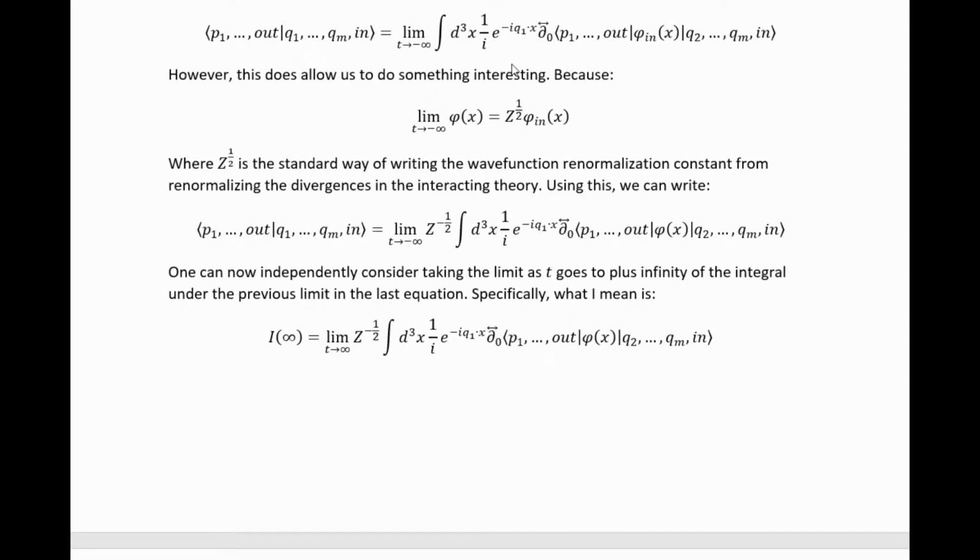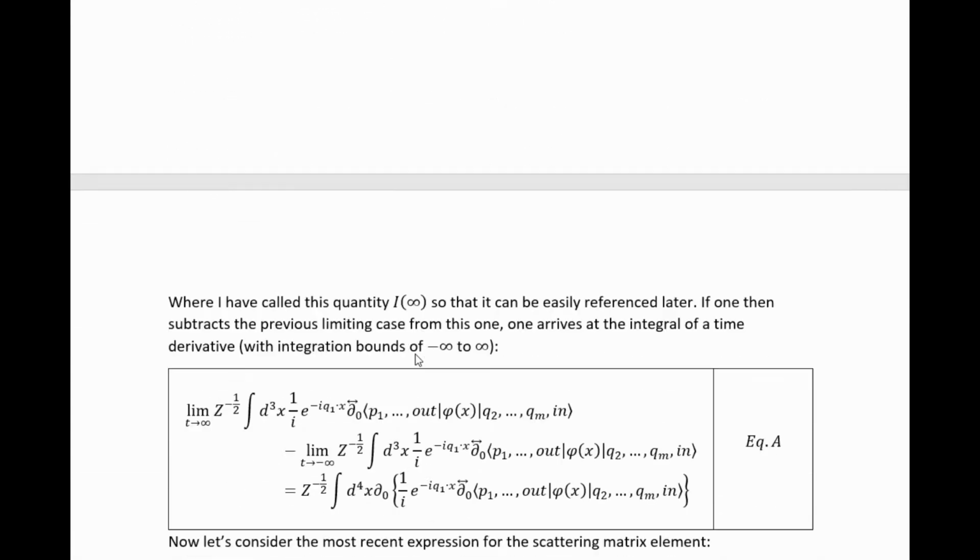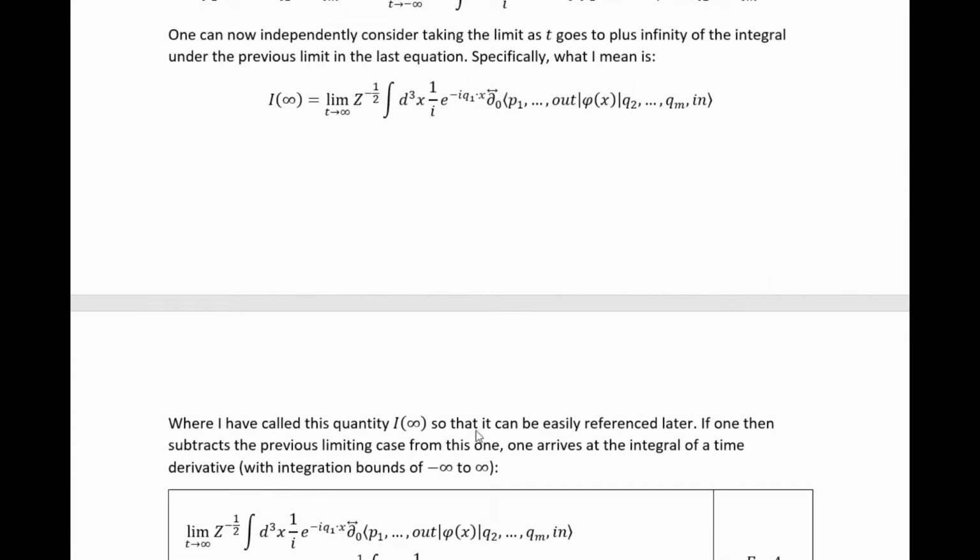Using this, we can rewrite this formula like this. One can now independently consider taking the limit as t goes to plus infinity of the integral under the previous limit in the last equation. Specifically, I mean this. So we're taking what's under the limit there, this integral, and we're also including this factor, and then taking the limit as t goes to plus infinity instead of t goes to minus infinity, where I have called this quantity I of infinity so that it can be easily referenced later.